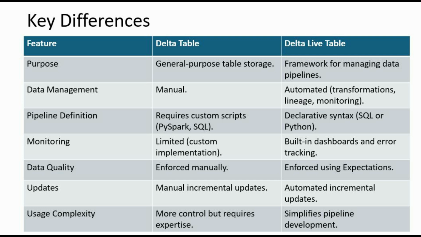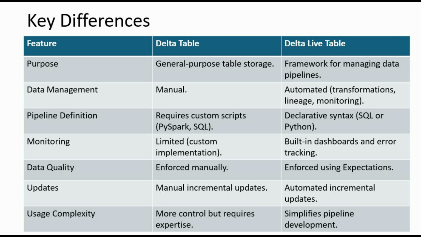Feature 6. Updates. Updates to Delta Tables are manual, requiring explicit commands for incremental updates or merging new data. DLT handles automated incremental updates, ensuring that your pipeline always processes the latest data without extra coding. Feature 7. Usage complexity. Delta Tables offer more control but require expertise to set up and manage.